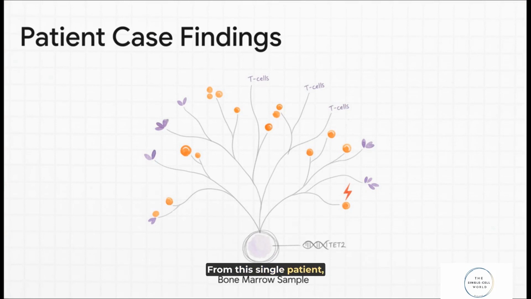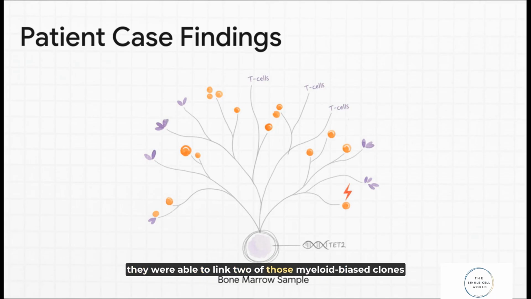From this single patient, they analyzed almost 10,000 cells and identified 23 distinct clonal families. And what's more, they found that these families were behaving differently. Some clones were biased, making way more T cells, while others were churning out myeloid cells. And then, this is the really critical part, they were able to link 2 of those myeloid-biased clones directly to known cancer-driving mutations. This is the kind of disease-relevant biology that would have been completely invisible without this technology.